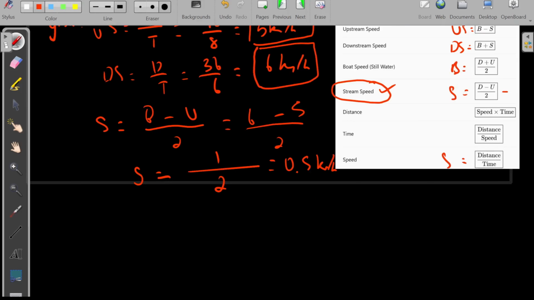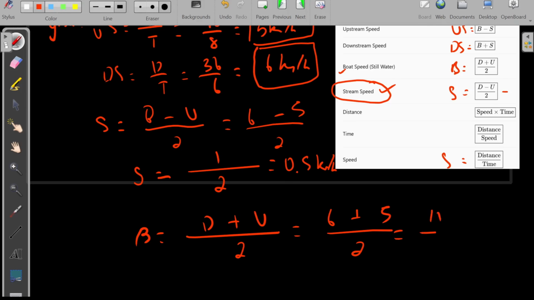But let's say the question asks the speed of the boat itself. I can write boat speed equals, we can use this formula, which is downstream, but in this case we will add upstream, over 2. We already know downstream is 6 kilometer per hour, upstream is 5 kilometer per hour, over 2. That will give me 11 over 2. If we simplify this, I get 5.5 kilometer per hour. So the boat is moving at 5.5 kilometer per hour.